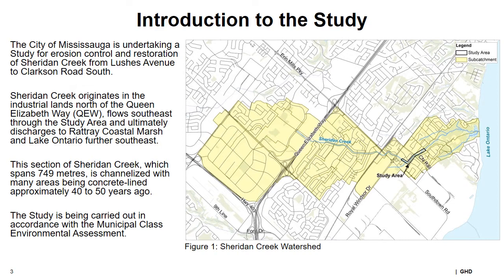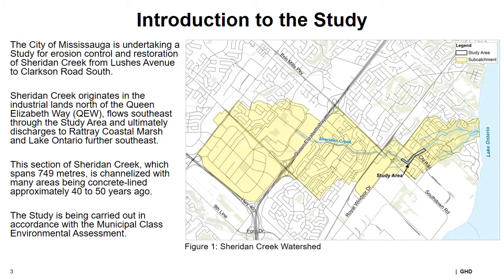The City of Mississauga is undertaking a study for erosion control and restoration of Sheridan Creek from Lushes Avenue to Clarkson Road South. Sheridan Creek originates in the industrial lands north of Queen Elizabeth Way, flows southeast through the study area, and ultimately discharges to Rattray Coastal Marsh and Lake Ontario further southeast. This section of Sheridan Creek, which spans 749 meters, has been previously straightened and includes many areas that were concrete lined approximately 40 to 50 years ago.